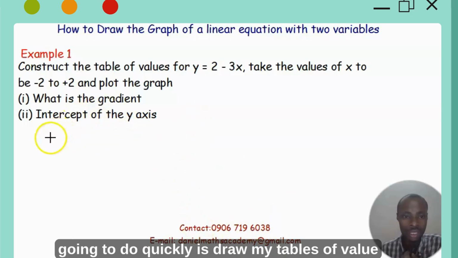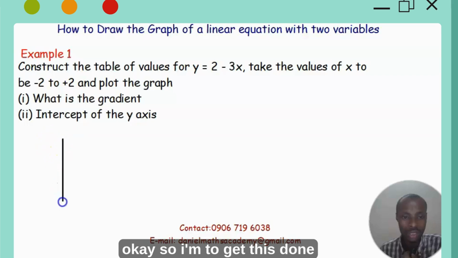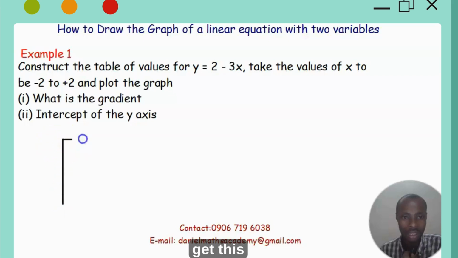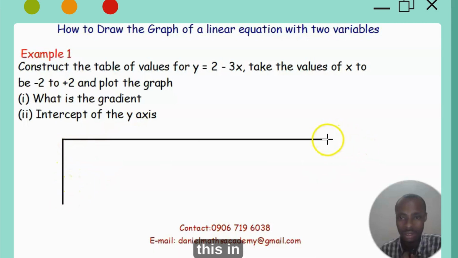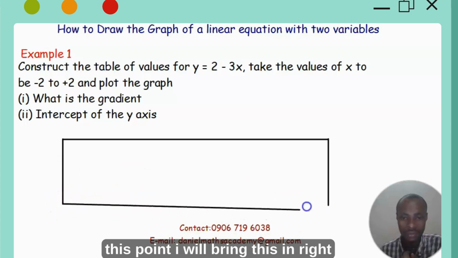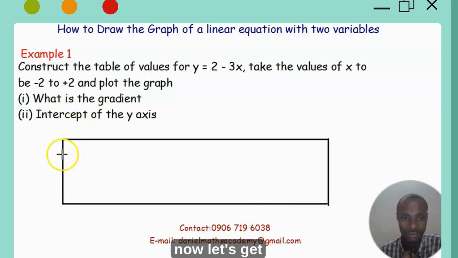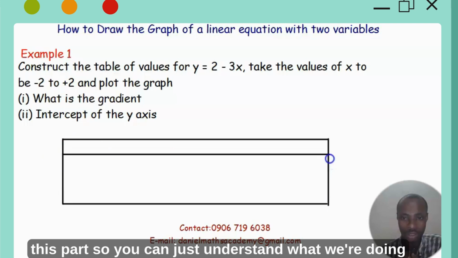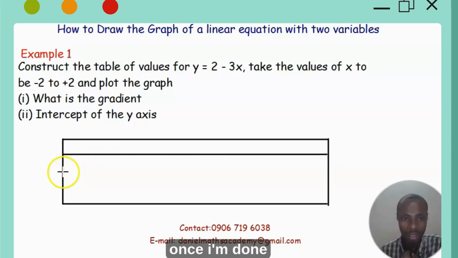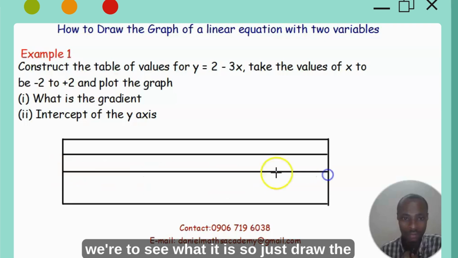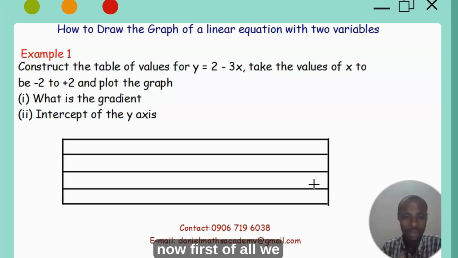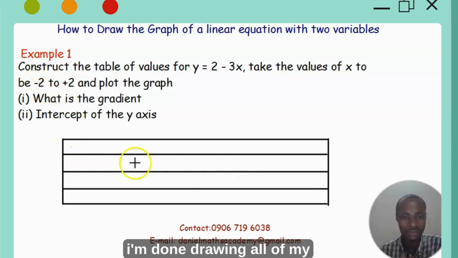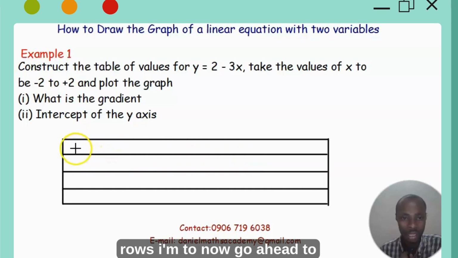So what I'm going to do quickly is to draw my tables of value. So I'm going to construct my table here. Let me create the tables. Once I'm done, we're going to see what it is. So just draw the tables the way they are, and then of course we're going to draw this table into rows and columns. Now first of all, I'm done drawing all of my rows, so I'm going to now go ahead to draw my columns.